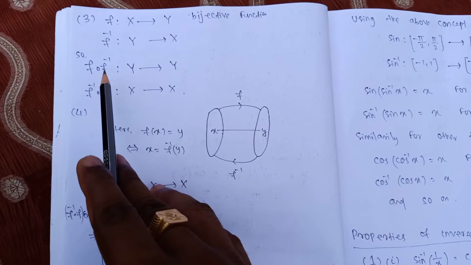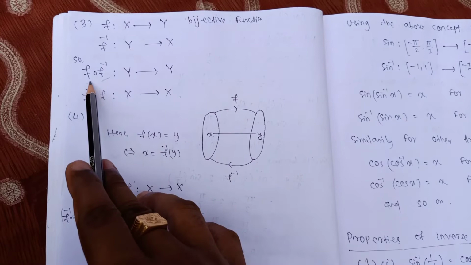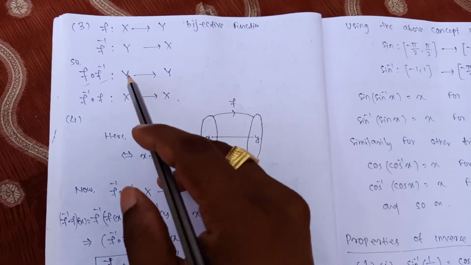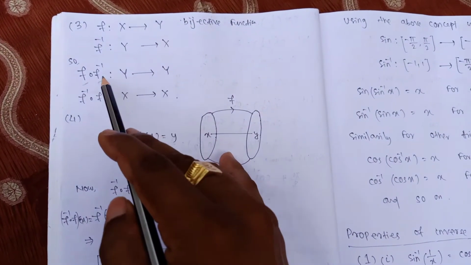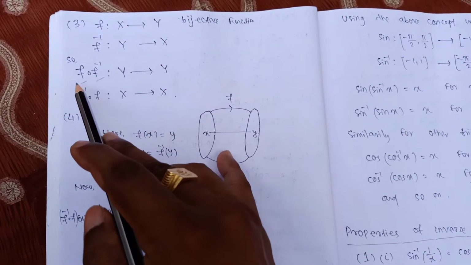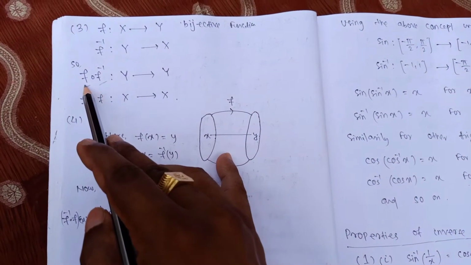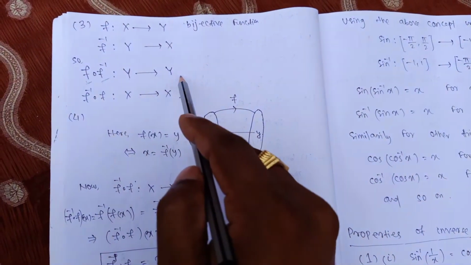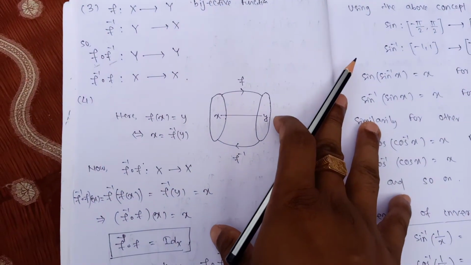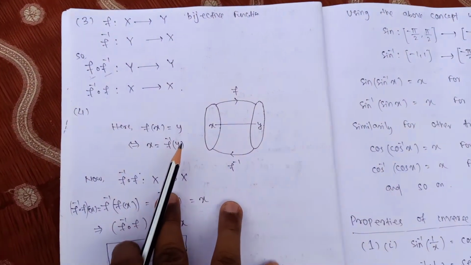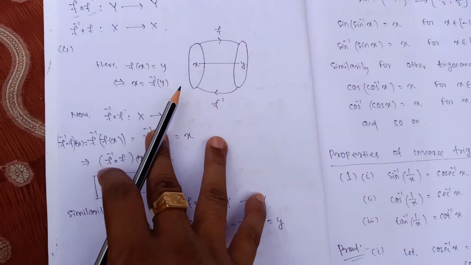Now observe this one. f composed with f inverse is a function from the domain of f inverse to the codomain of f. As I said, g∘f is from the domain of f to the codomain of g. Similarly, it is from the domain of f inverse to the codomain of f. That is, the domain of f inverse is y and the codomain of f is y. So it is a function from y to y. Similarly, f inverse composed with f is a function from x to x. What we are discussing here is that f is a bijective function.